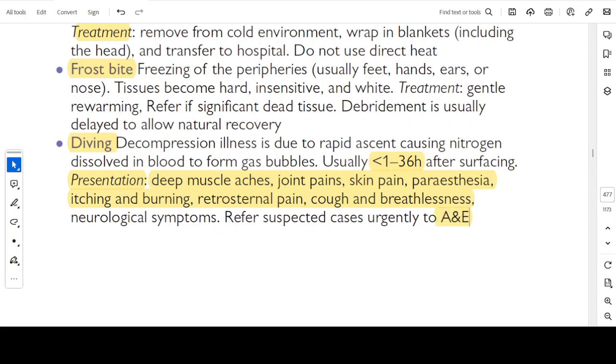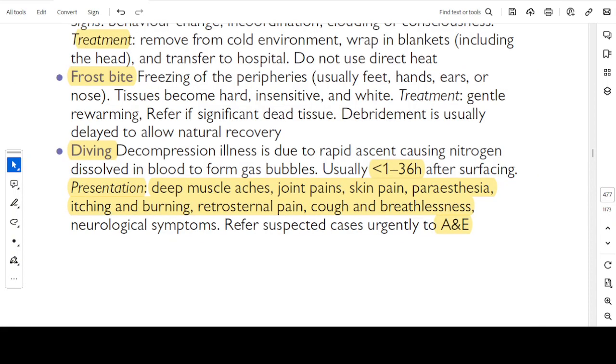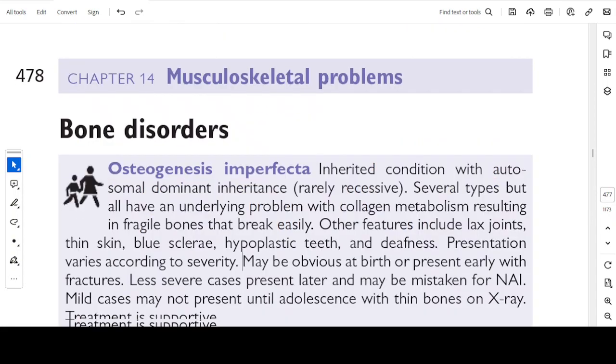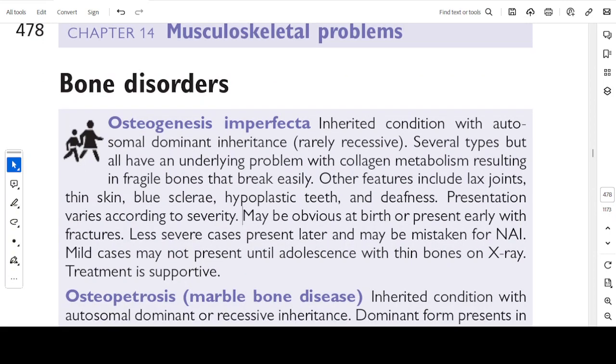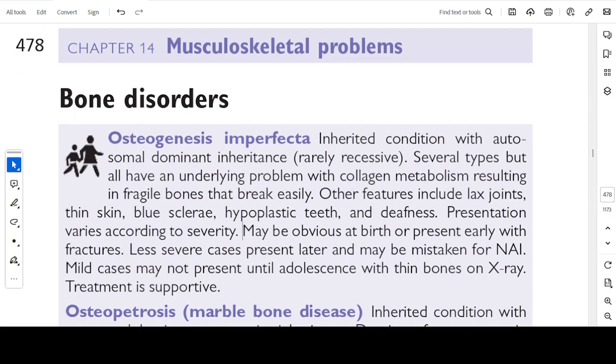So if any person has gone for diving and within 1 to 36 hours comes with any of these symptoms, muscle aches, joint pain, skin pain, paresthesia, itching, burning, retrosternal pain, then you need to refer immediately to accident and emergency. So we'll stop here, doctors, today, and we'll continue tomorrow from page number 478.